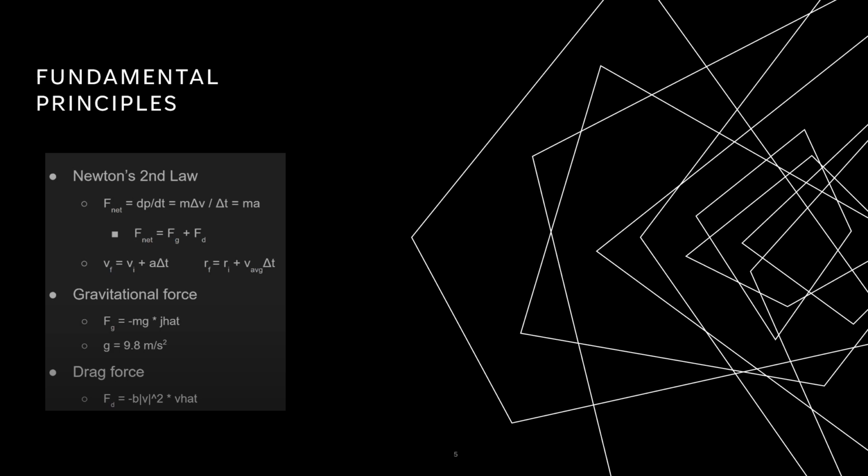Along with this, we will need the net force of gravity plus drag for the model with the drag. Here we have gravitational force is equal to negative mg times j hat, and g is the constant 9.8. The drag force is going to be Fd is equal to negative b times the magnitude of v times v hat. We need to use the magnitude of v, for you cannot multiply a vector by a vector.